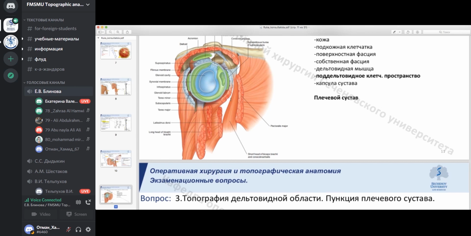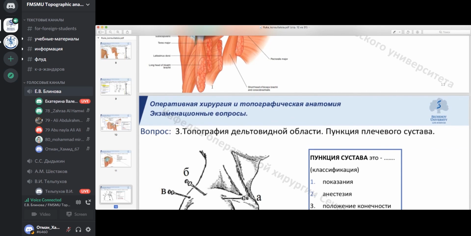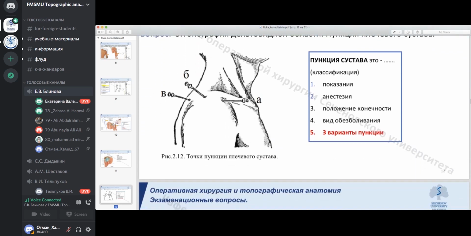Every joint has a capsule, articulatio surface, and articulatio fissure. During the inflammation of the joints, you should make the puncture of the joints. The aim of the puncture may be for the diagnosis or for treatment. Before the puncture, you should make the local anesthesia, lidocaine or novocaine.